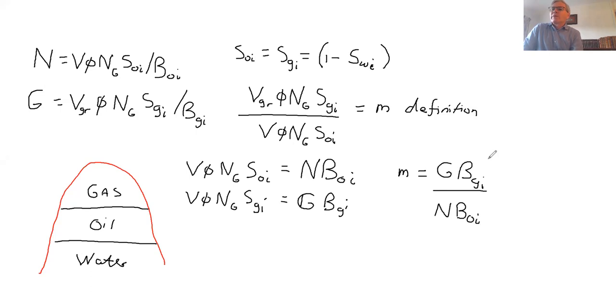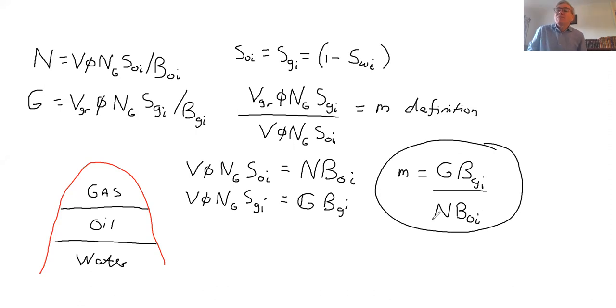Okay. So we can write M in terms of G and N if we wish. That's just a definition, just to get us started. We haven't really at this stage done, I would say, a great deal. Now let's think about the physical processes that occur.